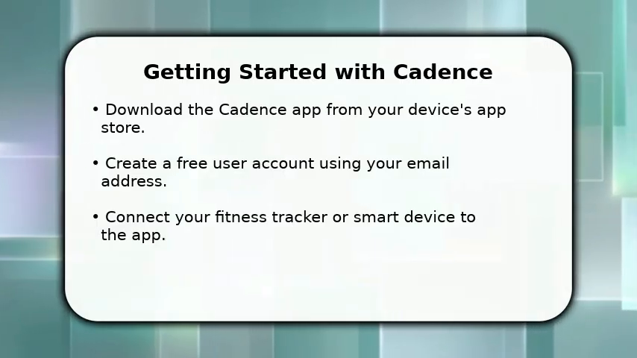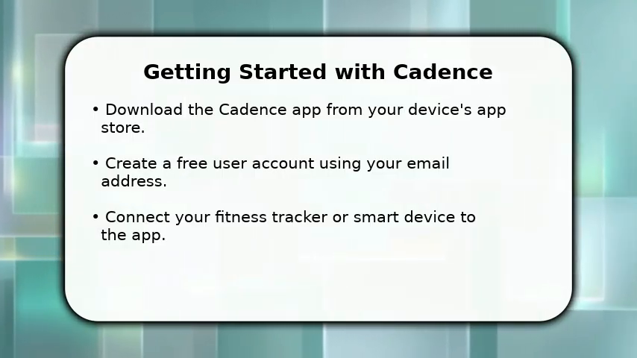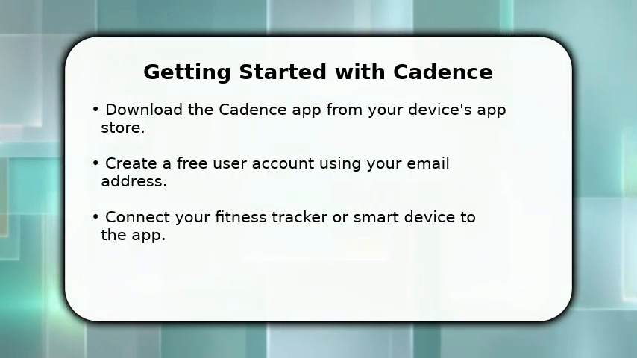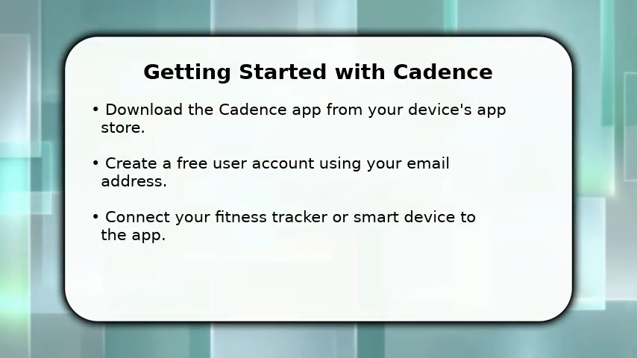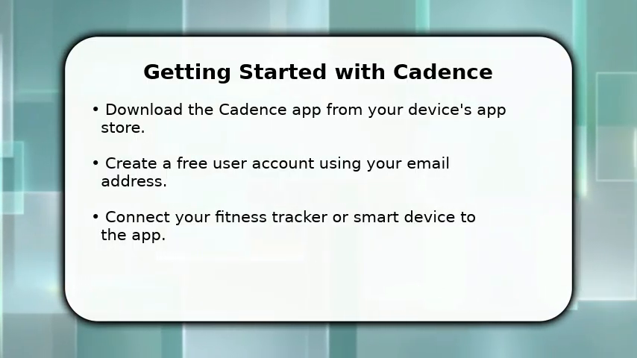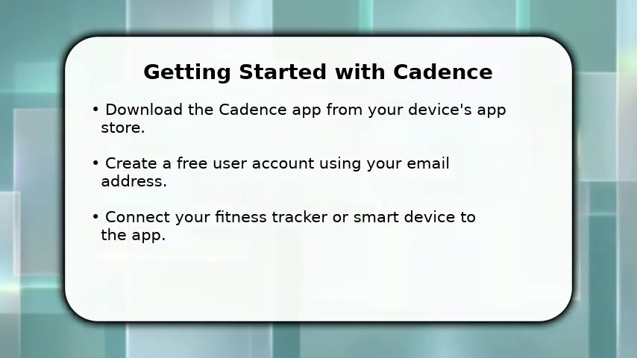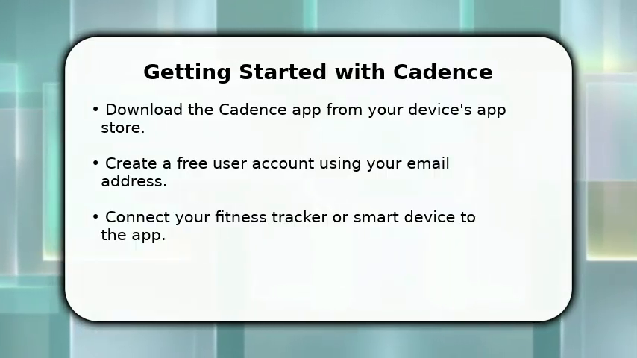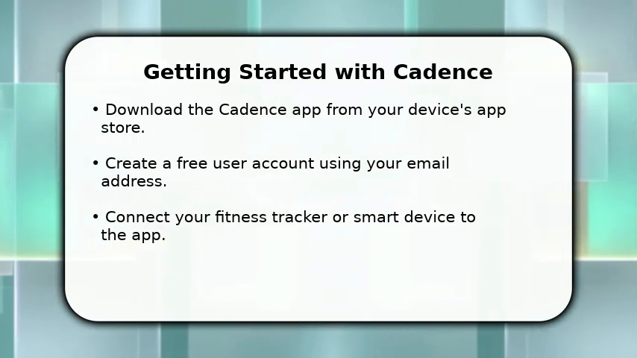In this video, I will explain how to use the Cadence app. First, download the app from your device's app store and create a free account. Once registered, connect your preferred fitness tracker or smart device. This ensures all your activity data, like steps and heart rate, syncs automatically. The app supports a wide range of popular devices, making setup quick and easy for most users. You'll be ready to track your progress in just a few moments.